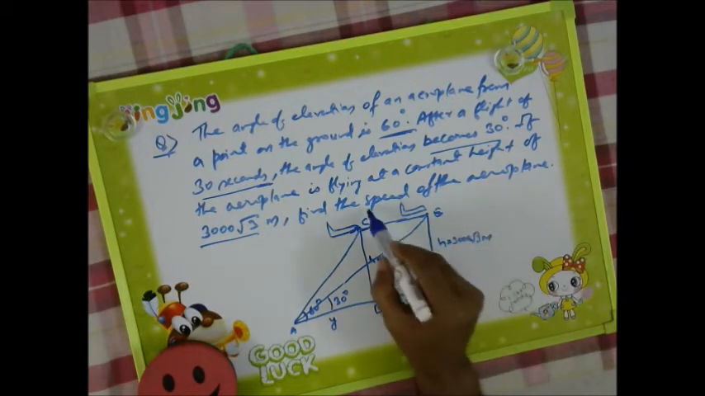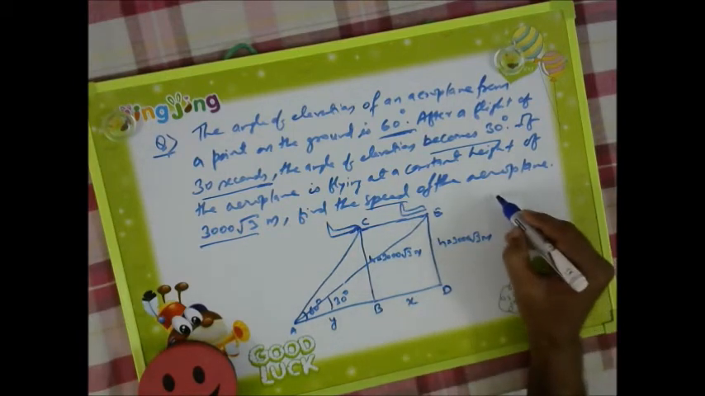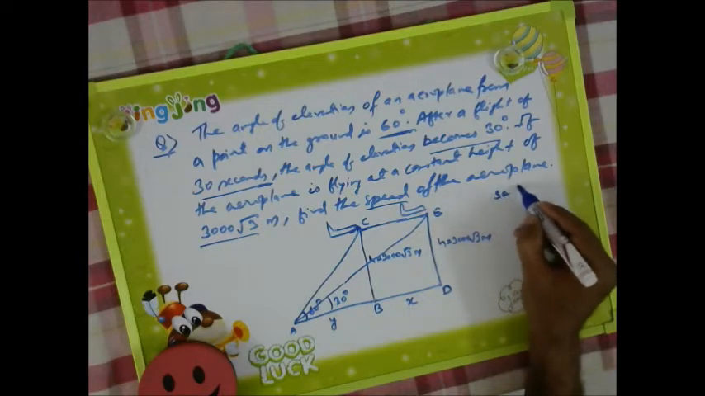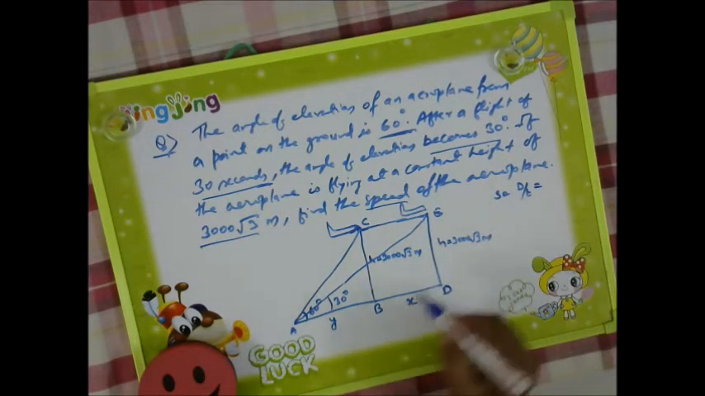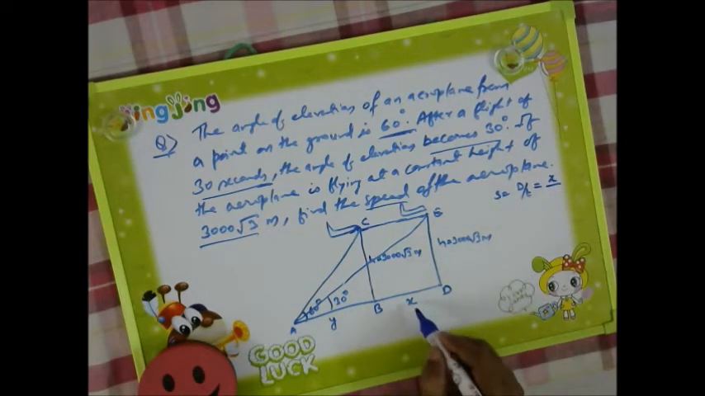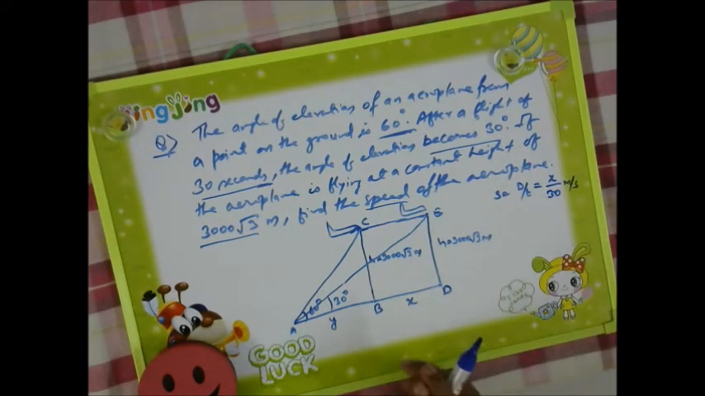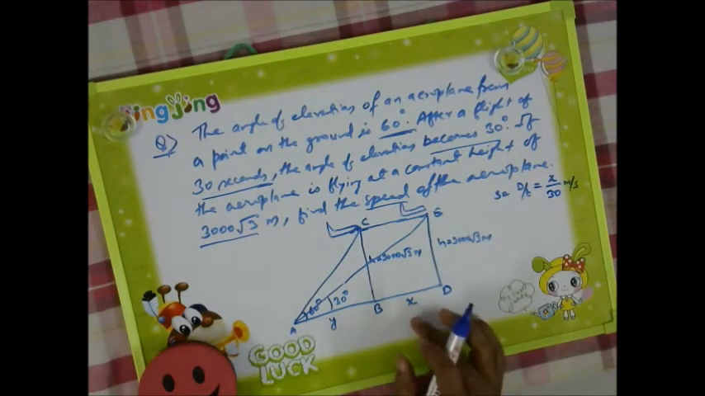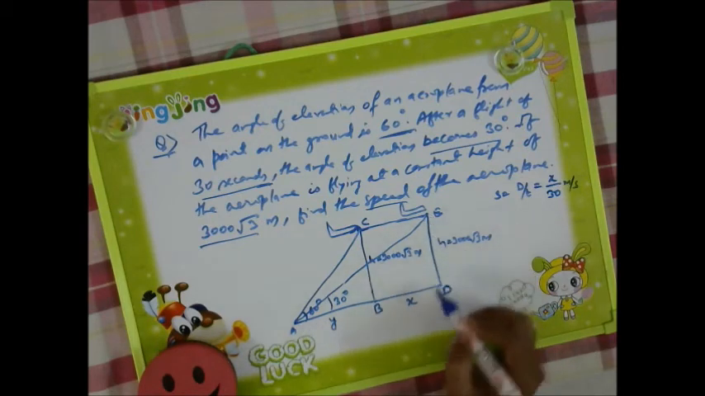We need to find the speed of the aeroplane. Speed is equal to what? Distance by time. Time is given for this BD. So if we are able to put the value of x in meters and time in seconds, we will be able to get the speed of the aeroplane. Our main motto is to find this distance x, and we have to involve two triangles to find this x.